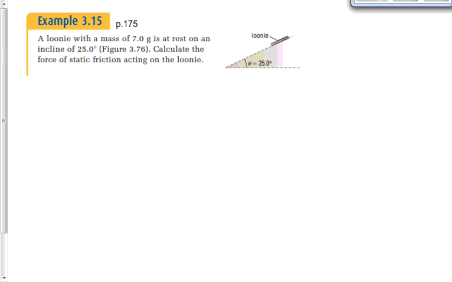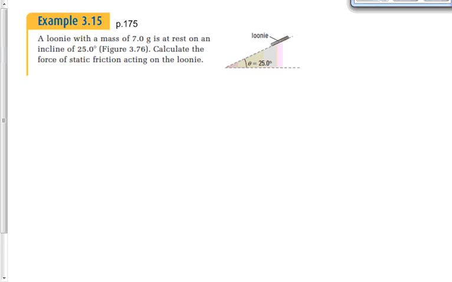A loonie with a mass of 7 grams is at rest this time, so it's not moving, on an incline of 25 degrees, on a 25-degree hill. Calculate the force of static friction acting on the loonie. Not sure what to do? Not sure how to find the force of static friction?